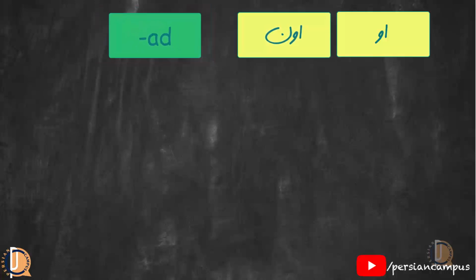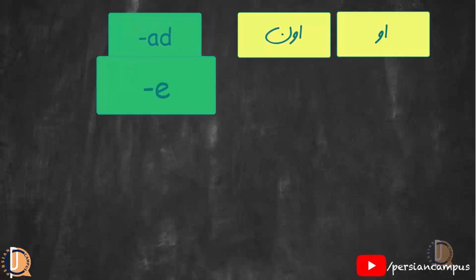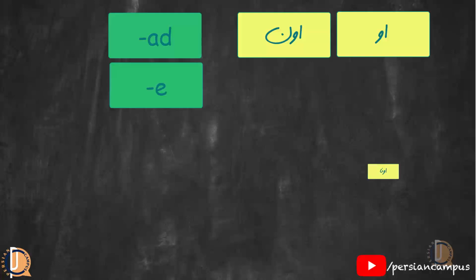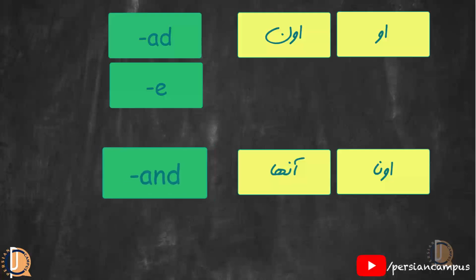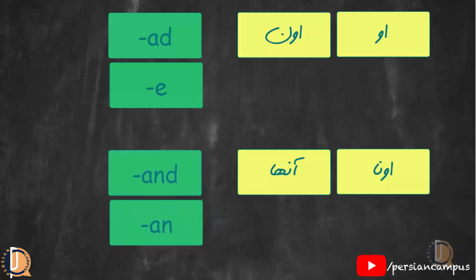So the endings for u or un is ad, which in spoken form we say e. For una or anha is and, which we drop de and we can say an. زندگی میکنن، هستن. Look at these examples again.